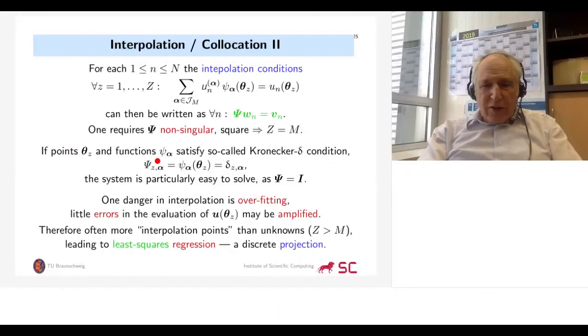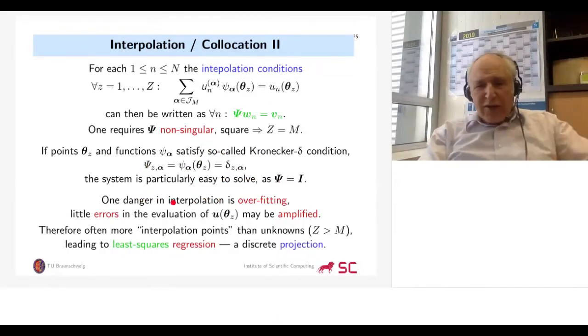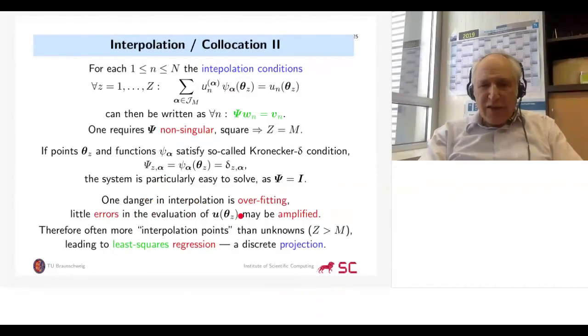It's particularly easy if the interpolating functions satisfy the Kronecker delta condition, because then the matrix is just the identity, and then it's very easy to do. One danger in interpolation, which you all probably know, is overfitting. If you have too many interpolation points, you start to get oscillations, or little errors in the evaluation of un of theta z get amplified. People often take more interpolation points than unknowns, and then you have to do some kind of least squares regression.